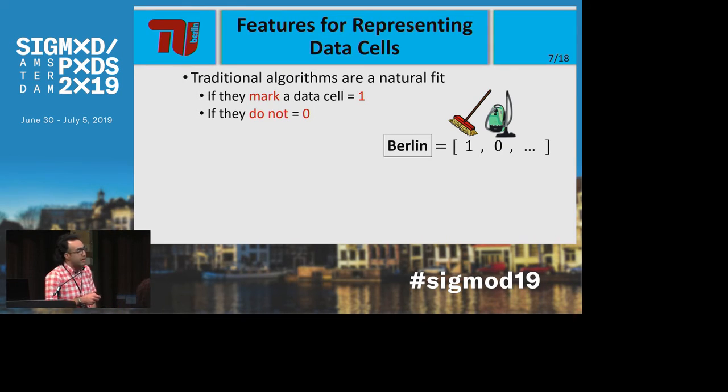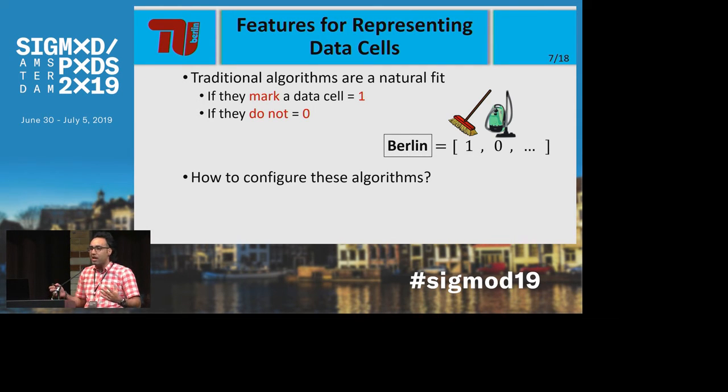For example, here you can see that our value Berlin has 1 as the first element because this algorithm probably outputted this data cell, and the second algorithm did not output this cell, and we have a 0 inside the feature vector of this value. But if you remember, I told you that configuration of these algorithms is challenging. So the question is, okay, if we want to run these algorithms, how should we configure these algorithms?